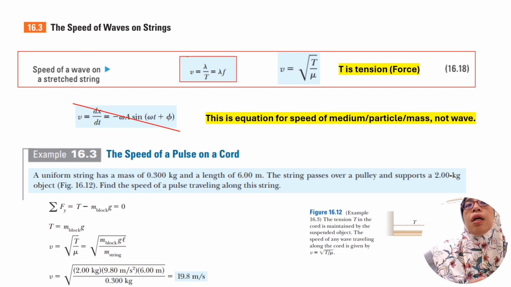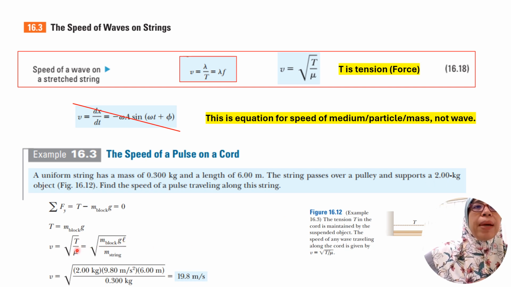So the question is, get the speed of the pulse. A pulse is a wave, denyut tali, travelling along this string. So what you need to do generally, the speed v is square root of tension over mu. Tension is mg, so 2 darab 9.8.